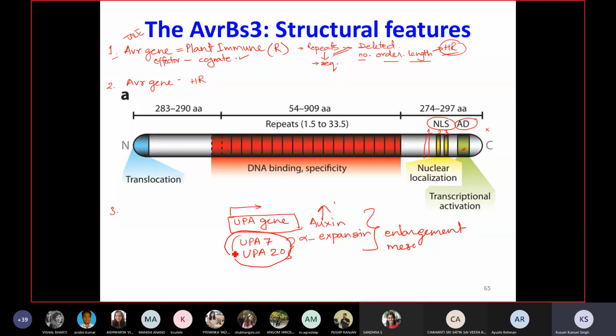upregulated, especially UPA7, UPA20, they all contain a specific promoter sequence that was named the UPA box. So these were the conserved promoter sequences. When they found these conserved promoter sequences, they also did experiments showing that your AVR proteins are able to bind directly to the conserved UPA box. That means UPA boxes are the direct targets of your AVR proteins.